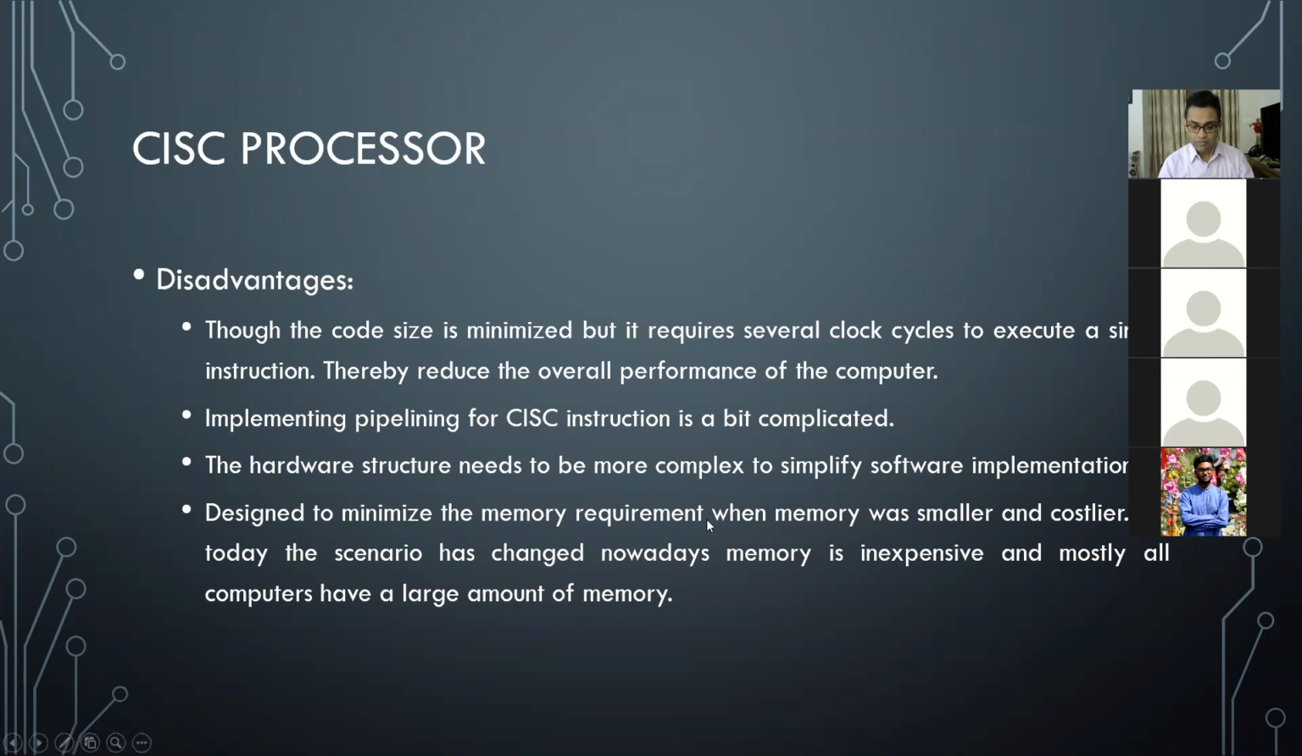But the problem is the CISC processor thinks more about the hardware part. Although it's very complex, it thinks about how we can reduce the hardware usage, but it doesn't think about the software. I will explain it more when we compare CISC and RISC. The third one is memory smaller, the processor.